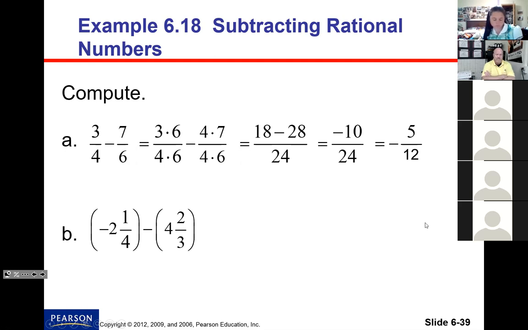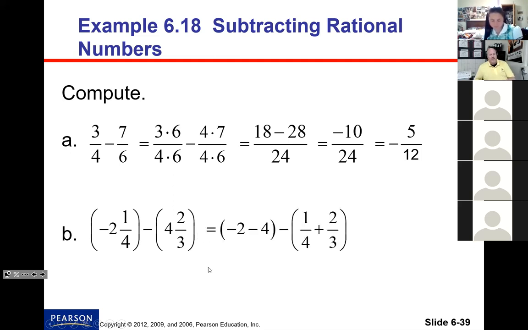Now, this next one, I'm showing you this one, but please do not do it this way, because this is probably one of the most difficult ways. You might have learned it this way, but it is really hard for kids to understand. You see, we have mixed fractions. Watch this. I'm showing you this because I don't want you to do it.